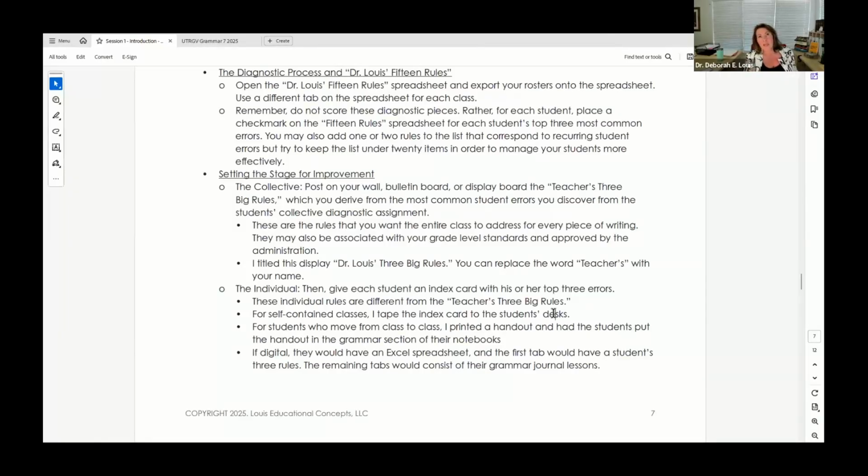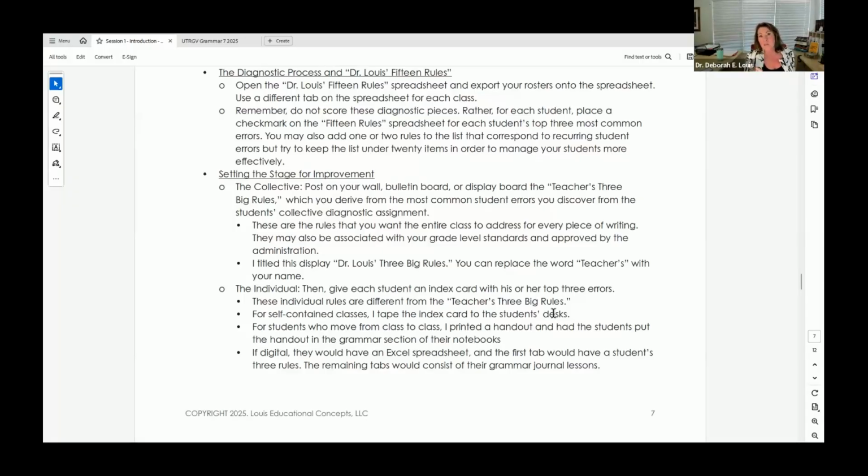Now, I'll tell you, in elementary school, typically the 3 big rules are going to be capitalizing the first letter of the first word of the sentence, and punctuation, and spelling. Those are typically elementary 3 big rules. But in middle school, you might have to start with those 3 big rules right there, right? In high school, sometimes we have to start with those 3 big rules.